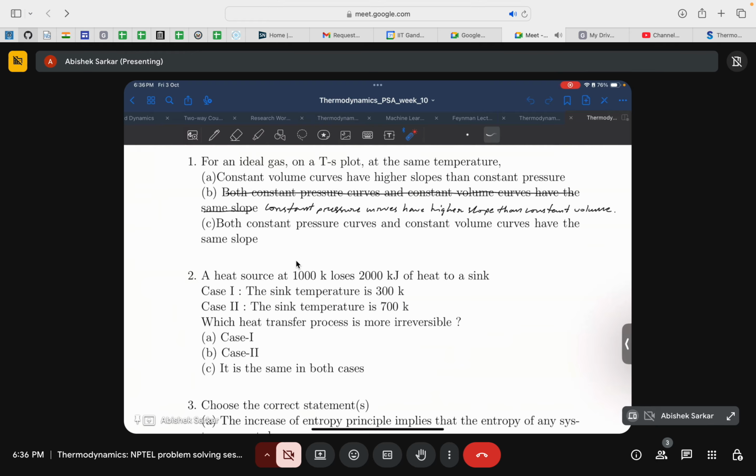For an ideal gas on a TS plot at the same temperature, the constant volume curves have higher slope than constant pressure, or constant pressure curves have higher slope than constant volume, or both constant pressure and constant volume curves have the same slope. So which of the following answers would be correct? Okay, we just discussed it at the start of today's discussion. A. Okay, so constant volume curves would have higher slope than constant pressure. Yeah, that is correct. So thank you.